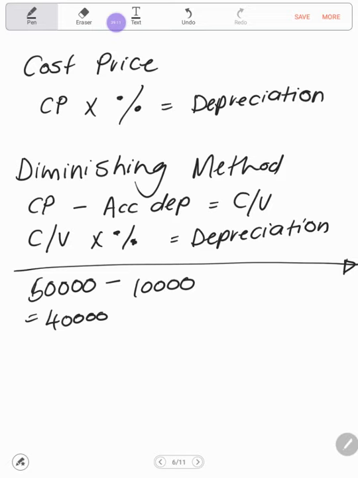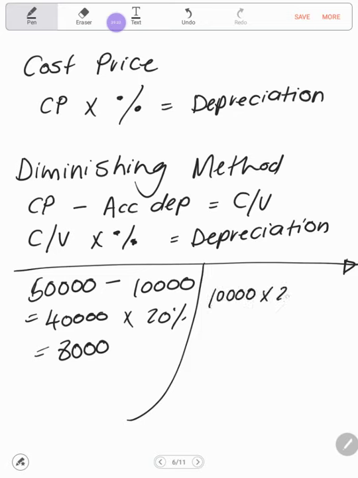Let me just see if I'm correct. Yes, I am correct. So I'm taking the cost price of my old equipment and multiplying it by the 20%, which gives 40,000 times 20%, which is 8,000 rand. And now I'm going to work out the depreciation on that new equipment, which is 10,000 times the 20%.